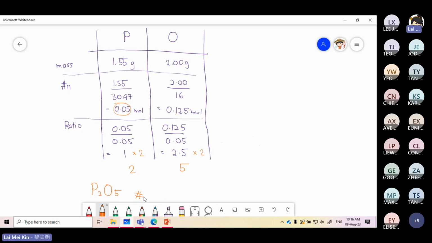For calculating empirical formula, the steps will be the same. First you have the information, mass. And from the mass, what can you look for? Number of mole. Mass divided by molar mass, you get the number of mole. And because empirical formula is the simplest ratio, how do you find the ratio? Divide by the smallest number, and then you get the ratio. If the ratio is not a whole number, you have to convert it into a whole number. Any question? Okay, good.